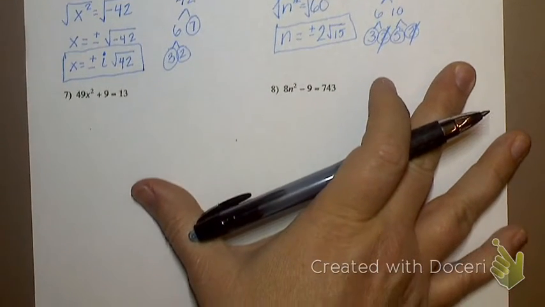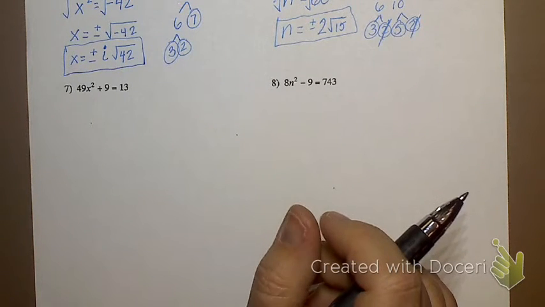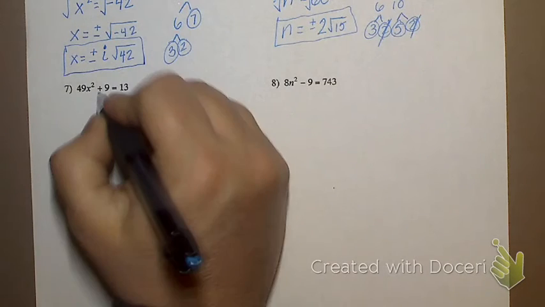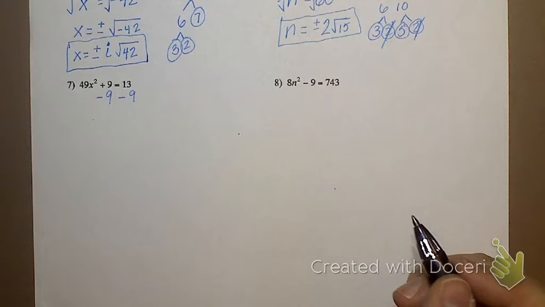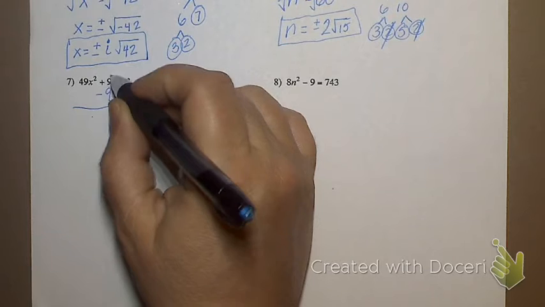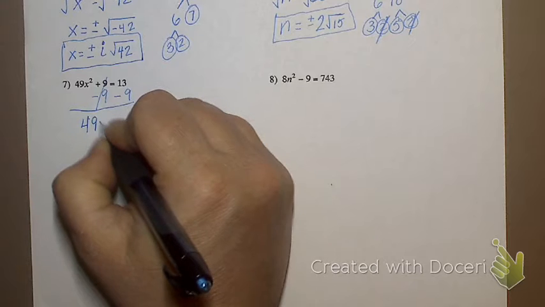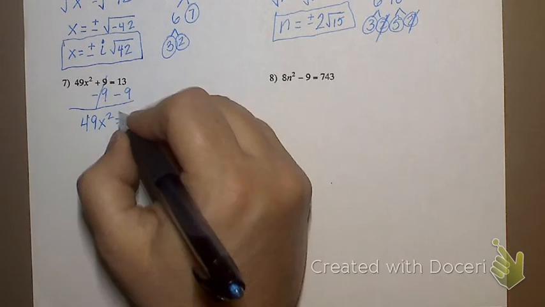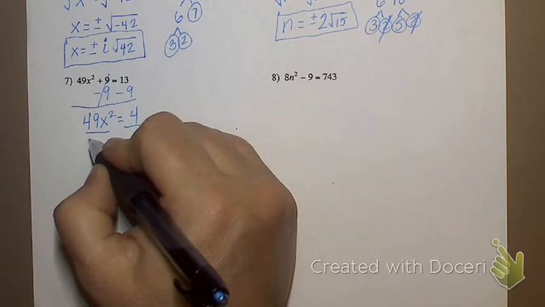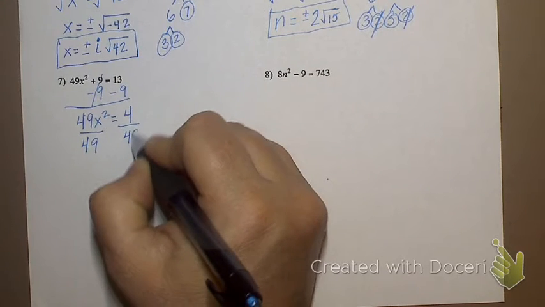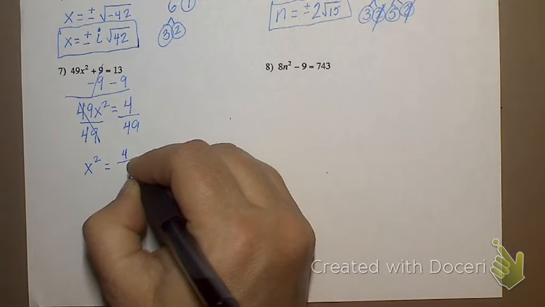All right. 7 and 8, trying to get tricky on you here. What should I do in number 7? Subtract 9. Can I divide by 49 first instead? No. Because 9 and 13 are like terms, you have to combine them before you can do any division or multiplication. So 49x squared equals what? 13 minus 9 is 4. And then I divide both sides by what? 49. So I have x squared is equal to 4 over 49.